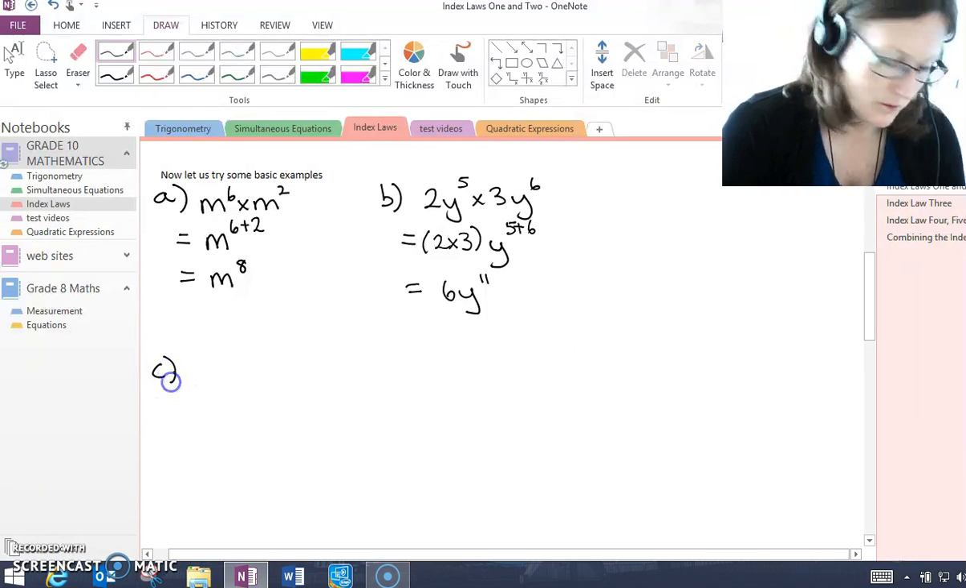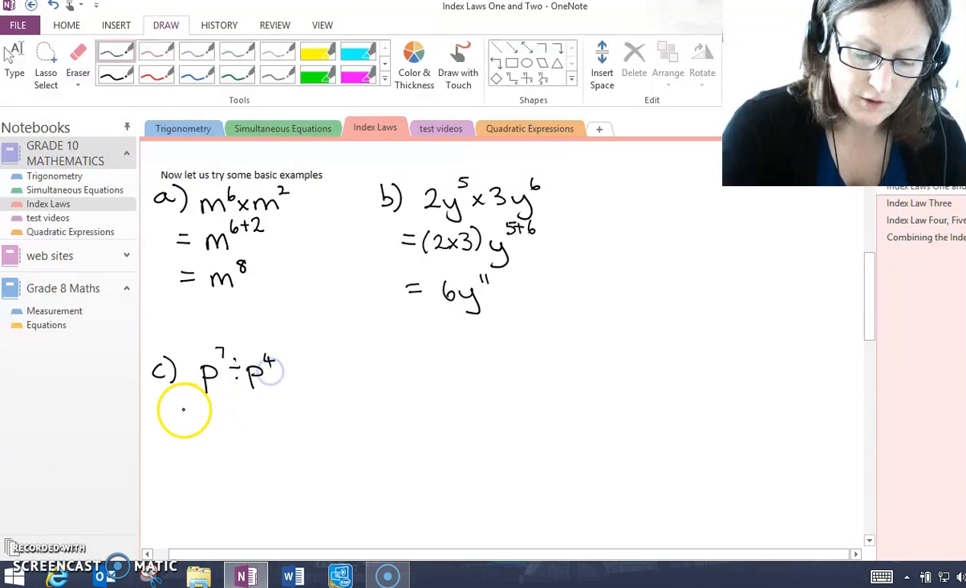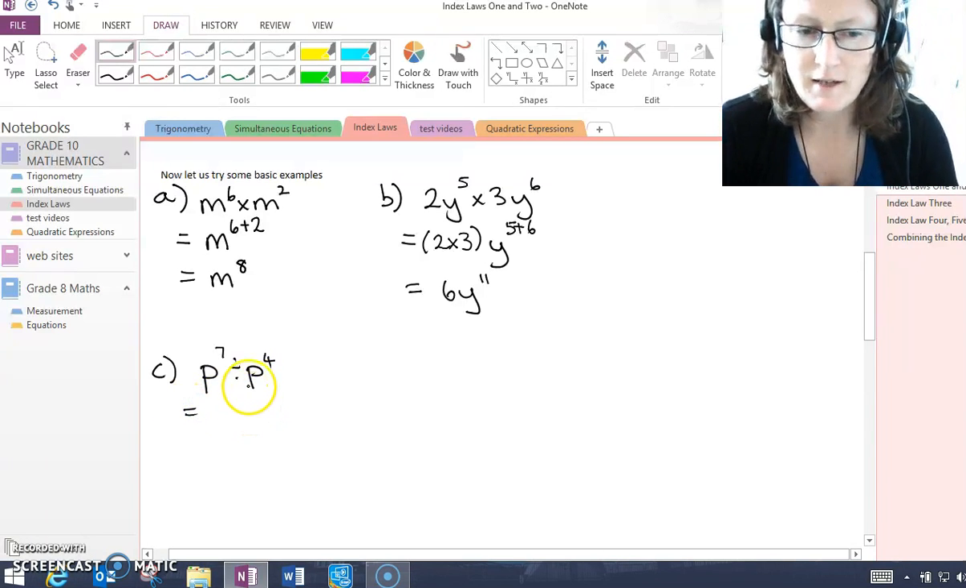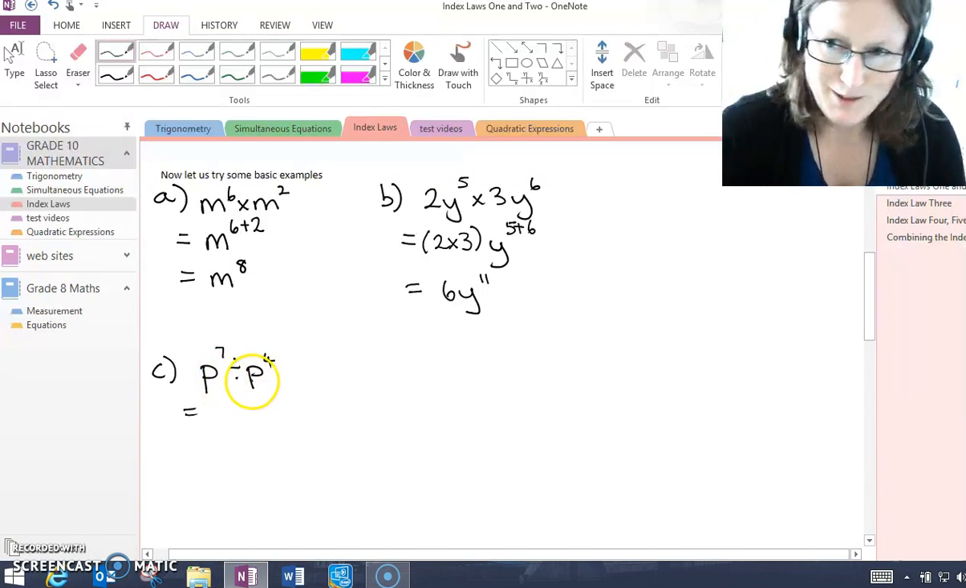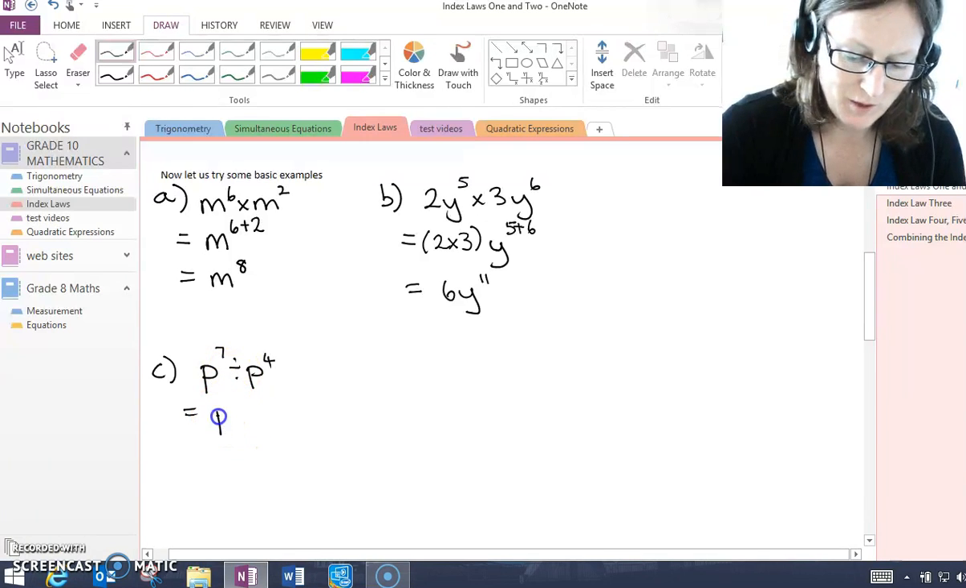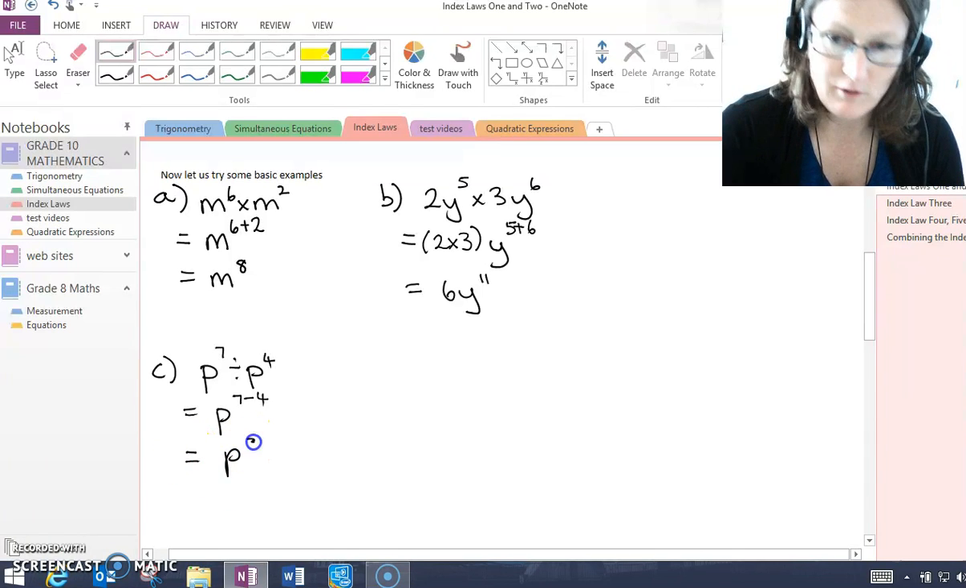Index law 2, p to the power of 7 divided by p to the power of 4. So again, our bases are the same, it's a division in between. Index law 2 says that if the bases are the same with a division in between, you subtract the indices. So it would be p to the 7 subtract 4, which is p to the power of 3.